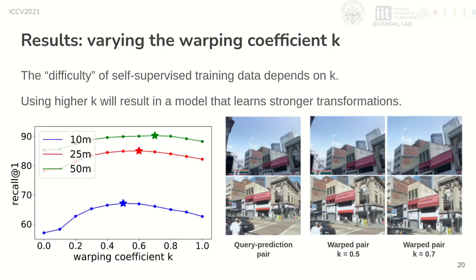The warping coefficient K influences the difficulty of self-supervised training data. Using a higher K results in more difficult training data, which leads to a model that performs stronger transformations. We can see in the plot on the bottom left that using a lower K is beneficial when the distance threshold for positive is lower, such as 10 meters, while results for higher distances benefit from using higher values of K.